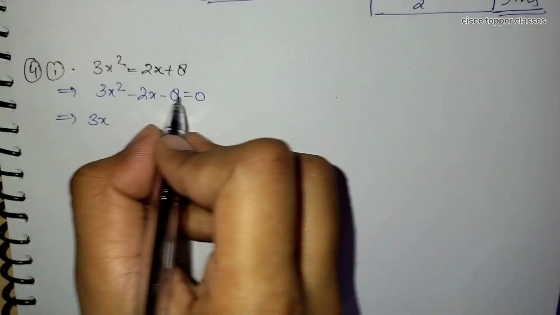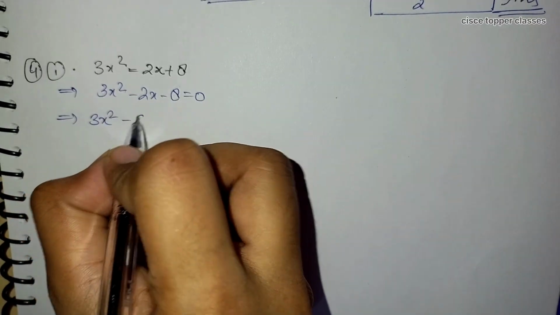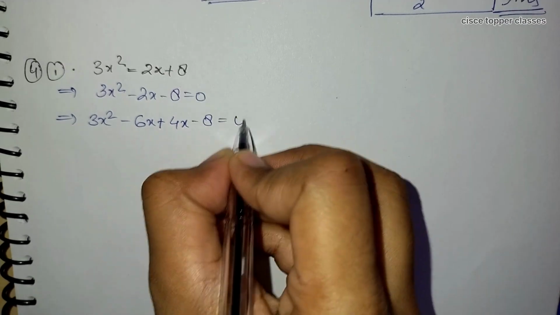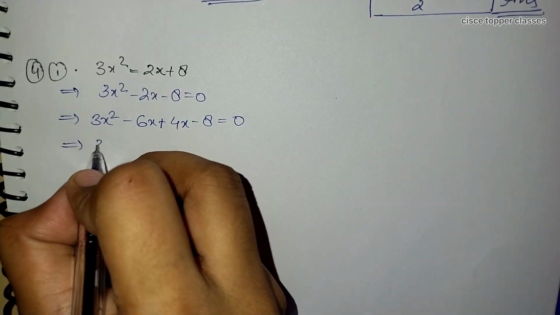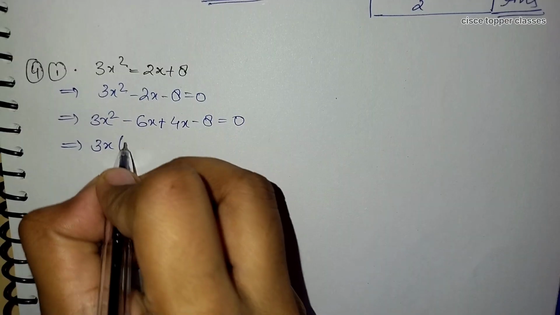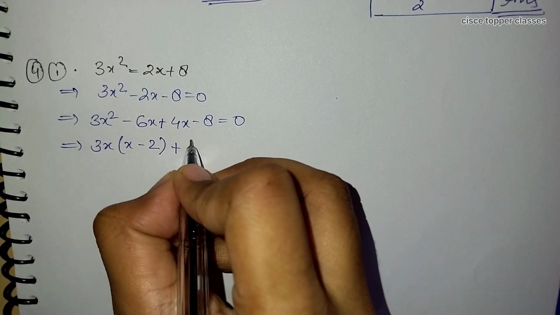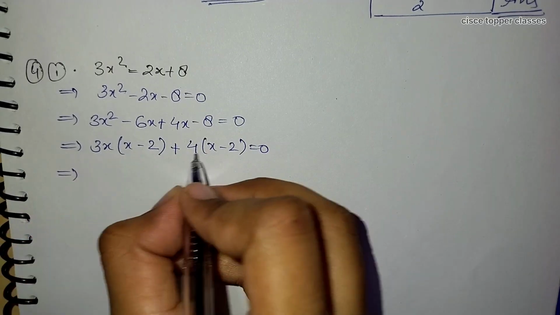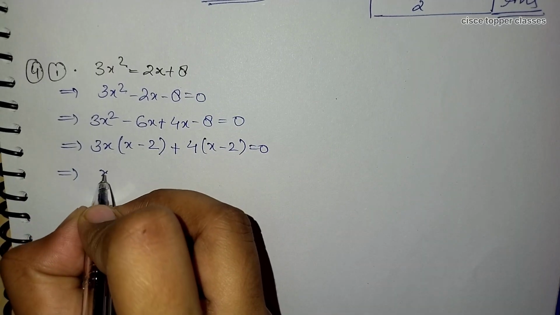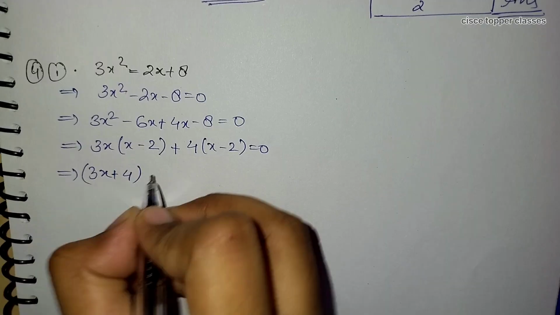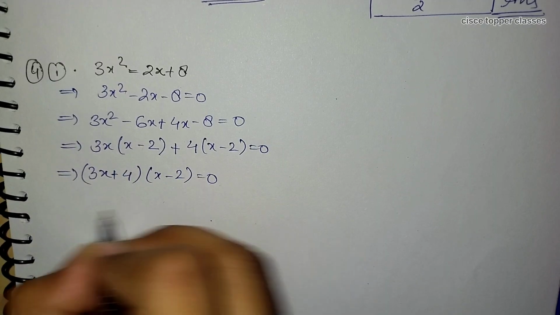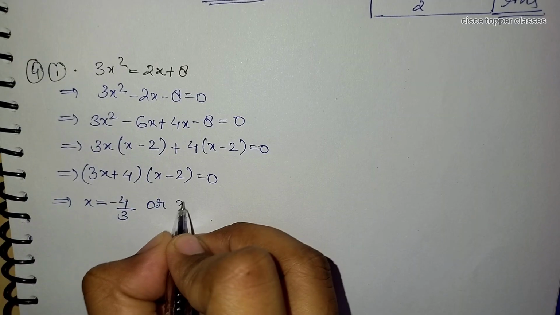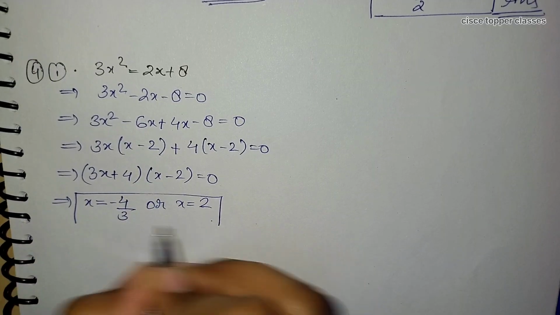So simply 6 into 4 is 24 only. We can write here −6x + 4x, which gives −2x, and −8 = 0. So on taking common, we will get 3x(x − 2) + 4(x − 2). Now we can put (3x + 4)(x − 2) = 0. Hence x = −4/3 or x = 2 is the final answer here in this question.